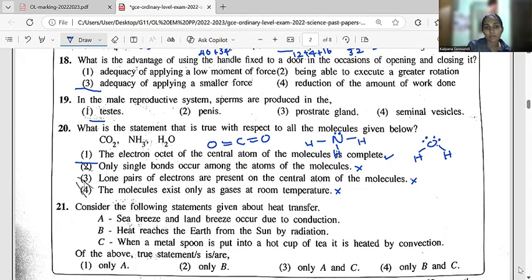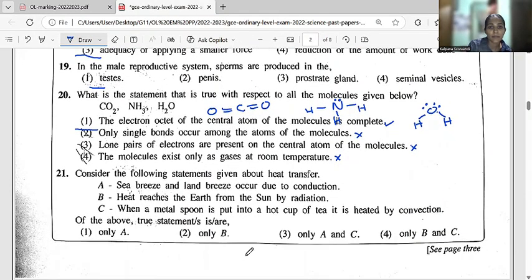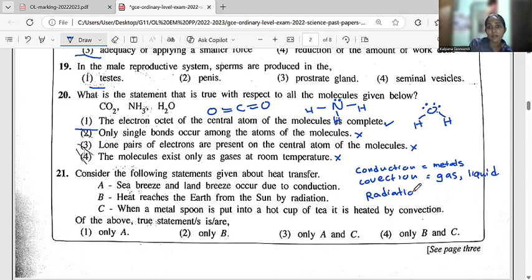21. Consider the following statements given about heat transfer. There are three heat transferring methods. Conduction. Conduction happens in metals, which means solids, especially conductors. Convection happens in gases and liquid mediums. Then radiation. Radiation doesn't need a medium.